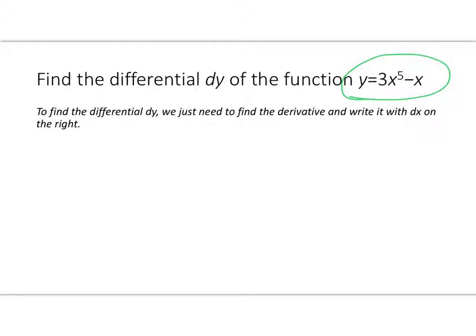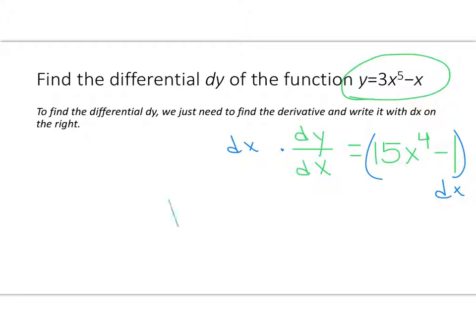So we can take the derivative. The derivative of y is dy dx equals, the derivative of 3x to the 5th is 15x to the 4th. The derivative of negative x is negative 1. Nothing new there, just took a derivative. But now the new part for a differential is we want dy by itself. So I'm going to multiply both sides by dx. And now I have dy equals 15x to the 4th minus 1 times dx, my change in x. And that's all we're doing to calculate a differential.